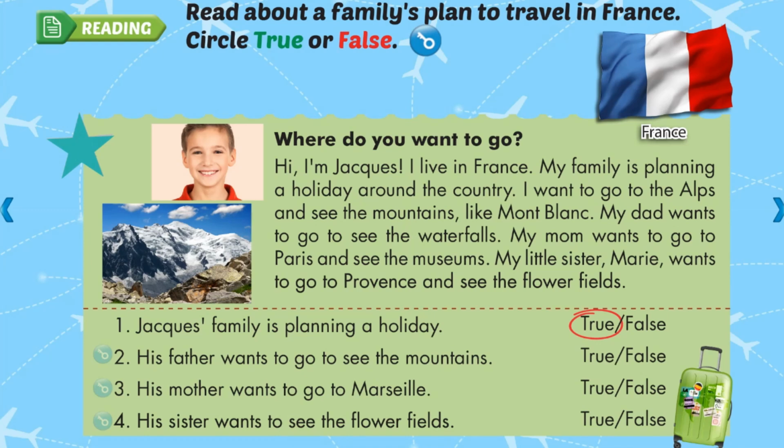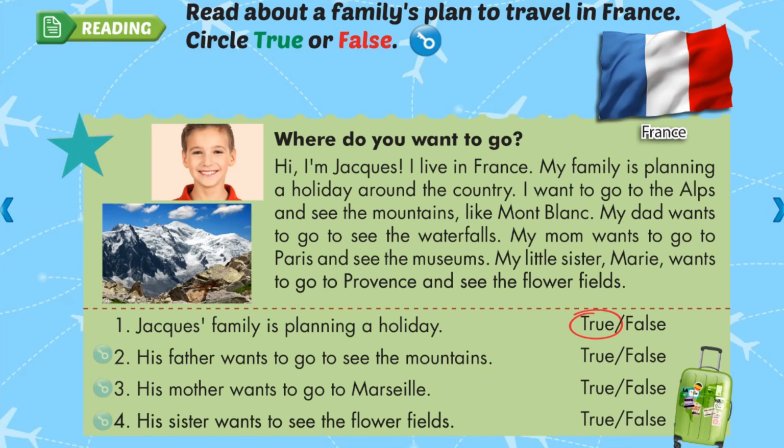Okay, in this part, we're going to read the text and try to answer the questions below. Read about a family's plan to travel in France. Circle true or false. Are you ready? Let's go. Now let's read. Where do you want to go?